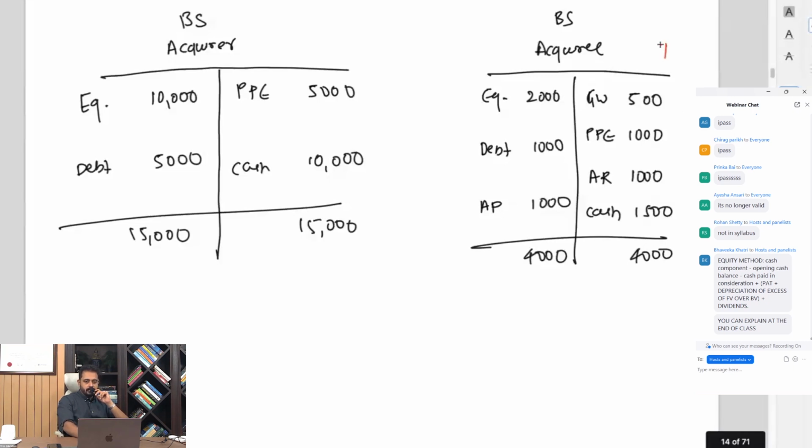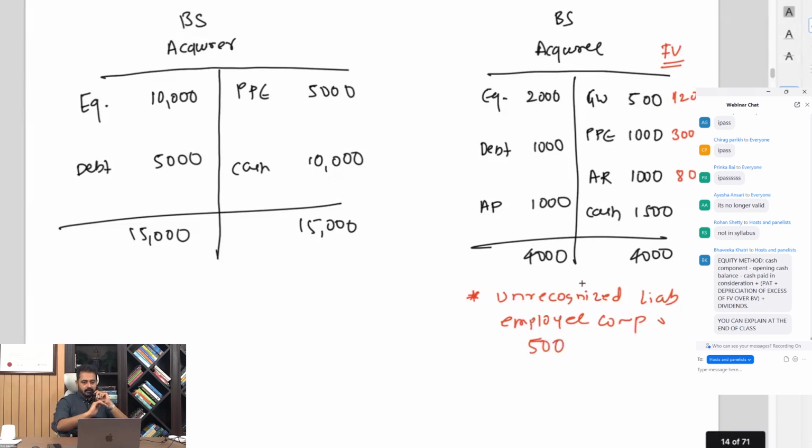Let's give them some fair values. Fair value of goodwill is 1,200. Fair value of PPE 3,000. Fair value of accounts receivable 800, and then there is also an unrecognized liability at the time of acquisition towards employee comp. The accountant was too lazy maybe. So unrecognized liability of employee comp of 500. Okay, so this is the data that we have.